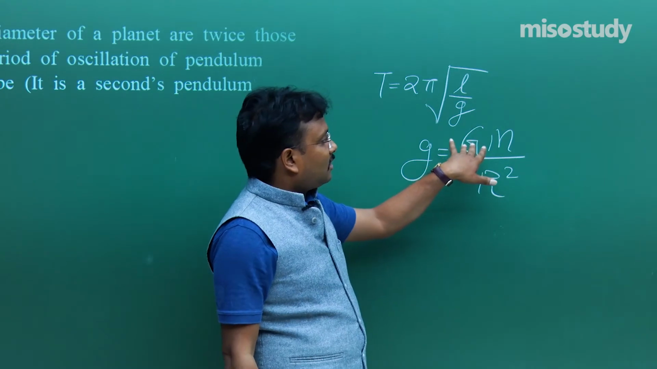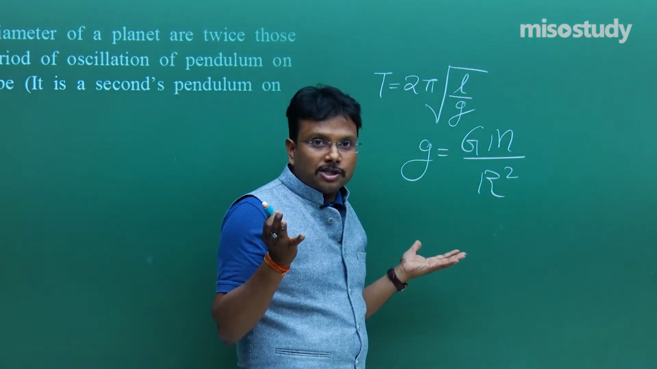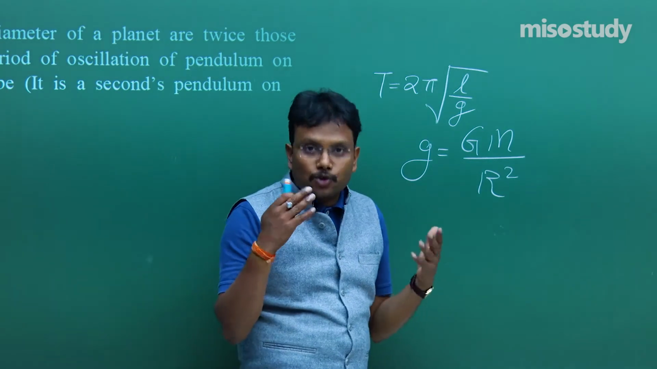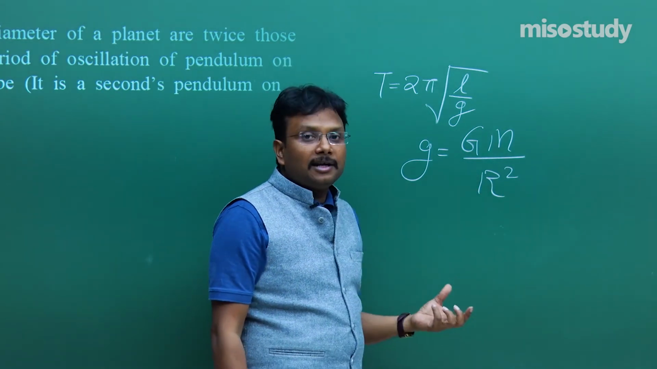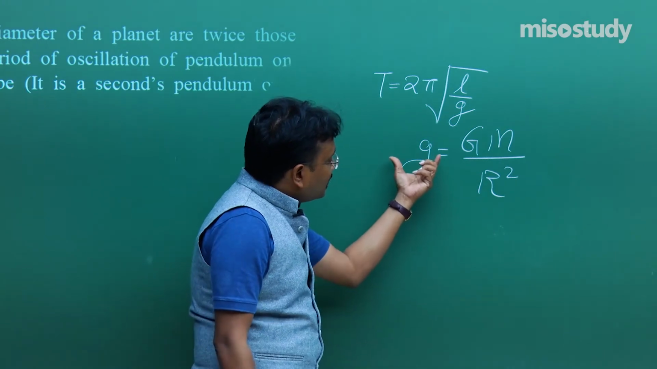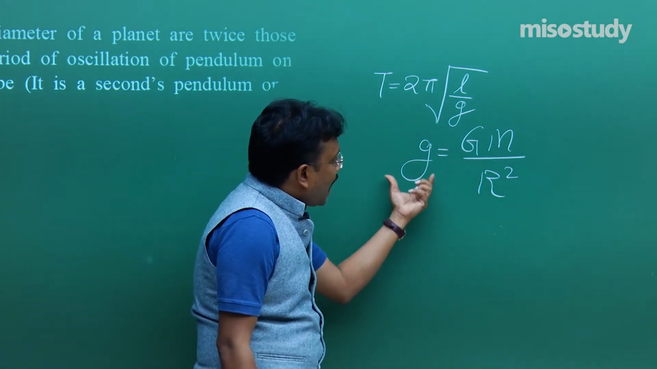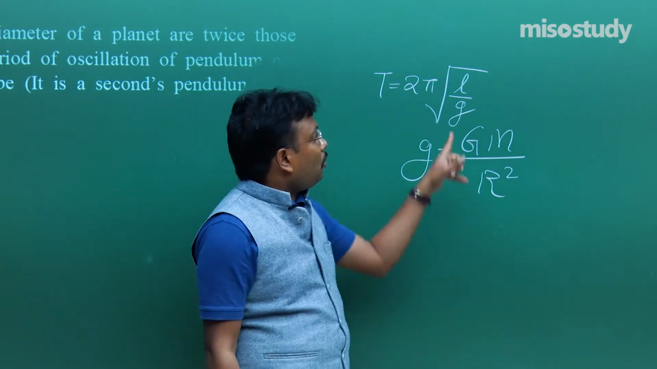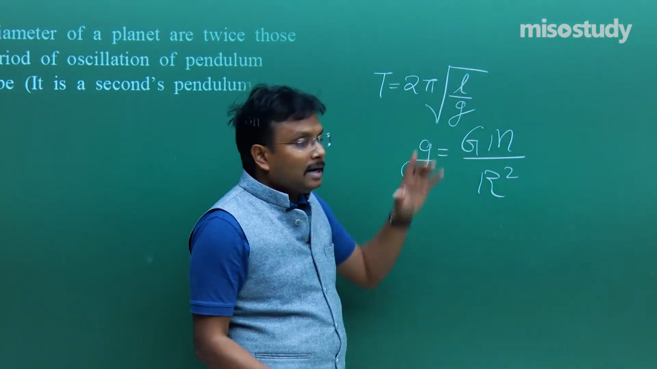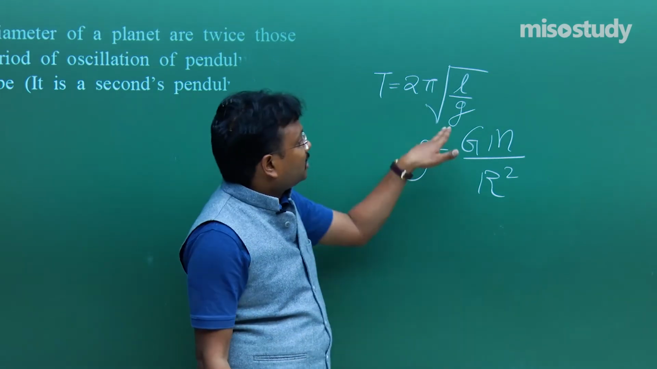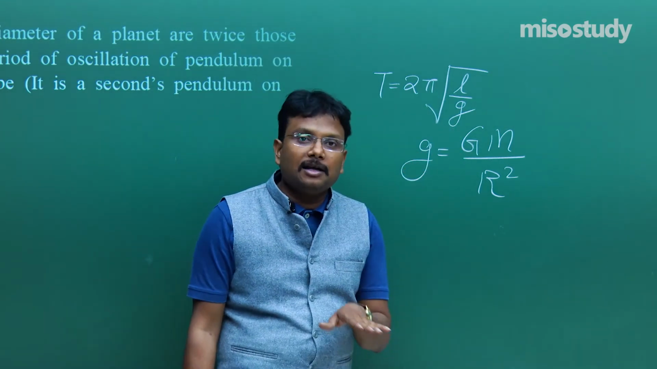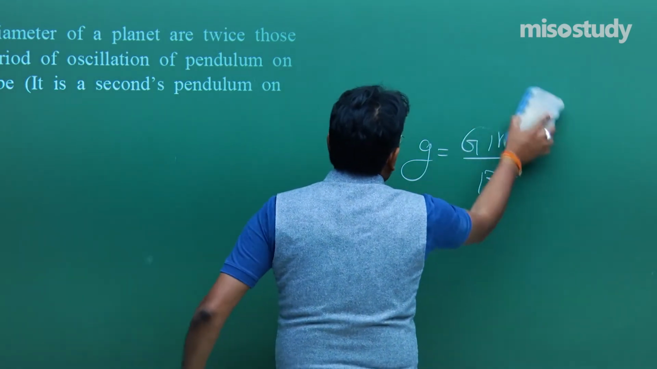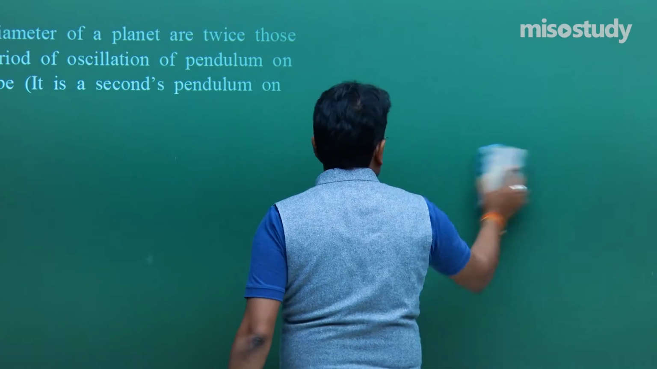Here this capital G is obviously not going to change, but capital M is changing, as in the question it is twice, and capital R, the radius, is changing. So ultimately this small g value on that particular planet is going to be different. So obviously 2 pi and root L are not going to create any impact, but this small g will definitely create the impact. And what is that impact? Fine. So let us try to understand this problem.